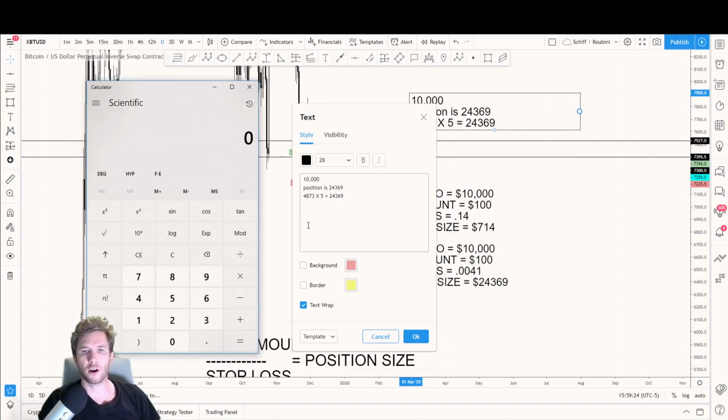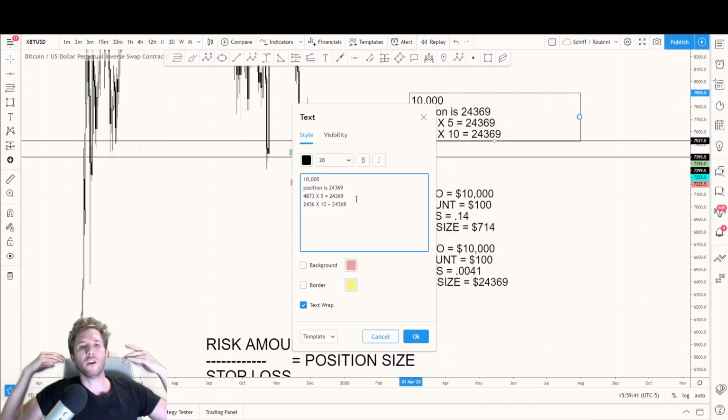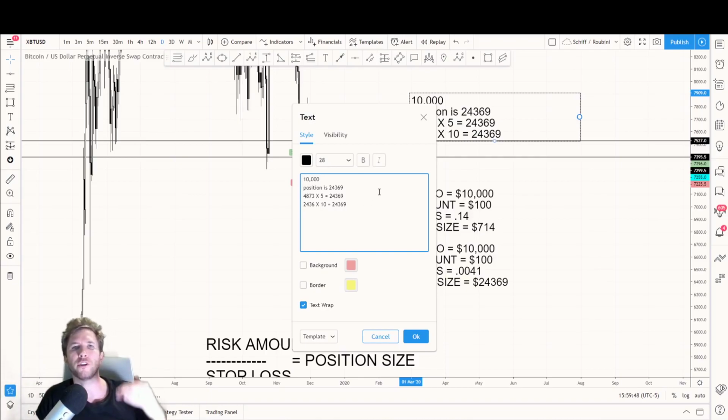If we want to go 10x, then we take 24,369 and divide it by 10, which is 2,436. 2,436 times 10 equals 24,369. So you can go 5x, 10x, 25x, all those things. All of it is irrelevant unless you get to a leverage where your liquidation point is going to reach your stop loss first.